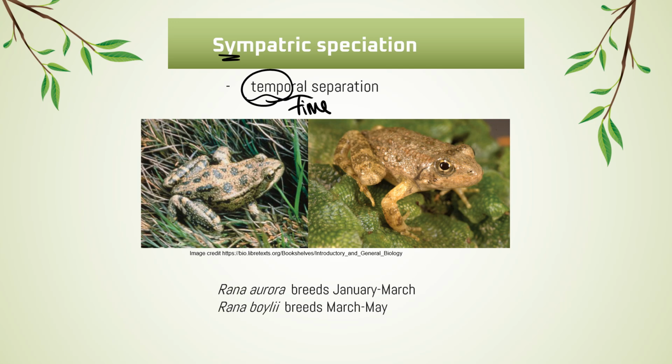One example are these two species of frog. This guy, the northern red-legged frog, breeds January to March, whereas this guy, the foothills yellow-legged frog, doesn't breed until March to May. Because they are making babies at different times, they are not making babies together. Reproductive isolation has been achieved and speciation occurred.